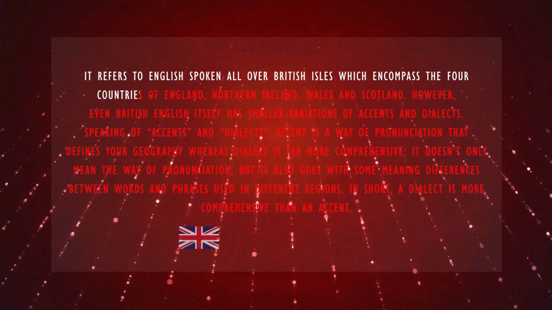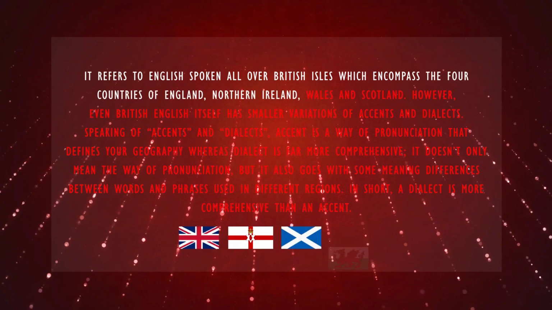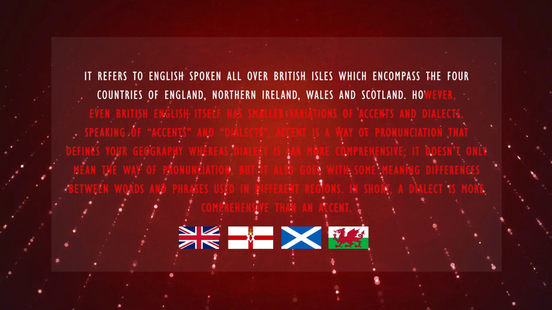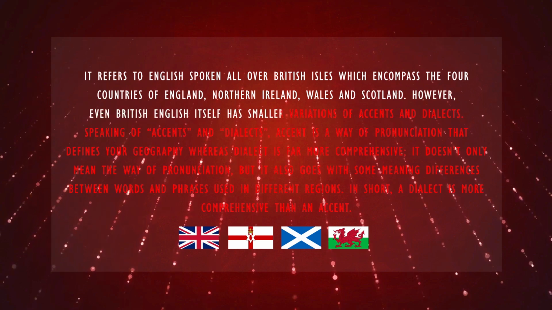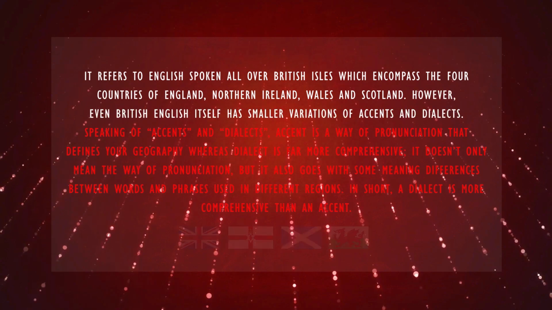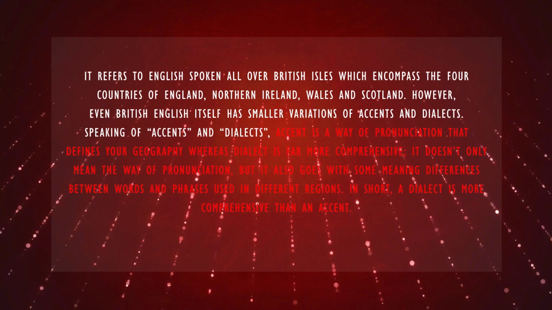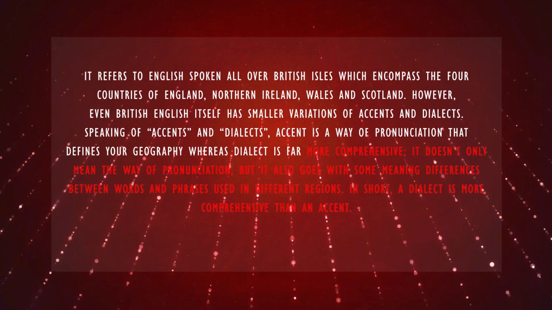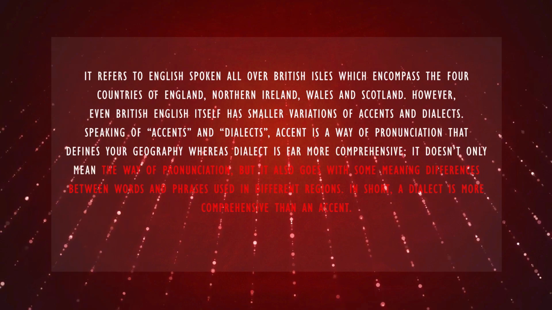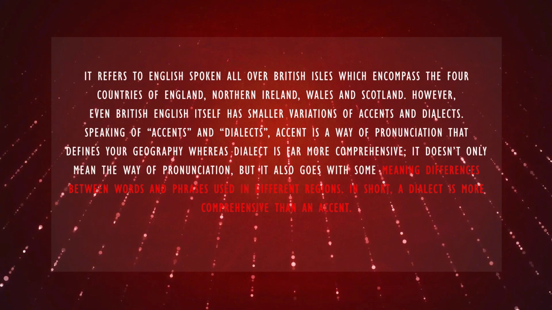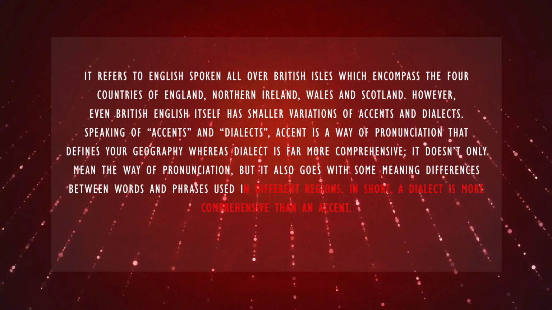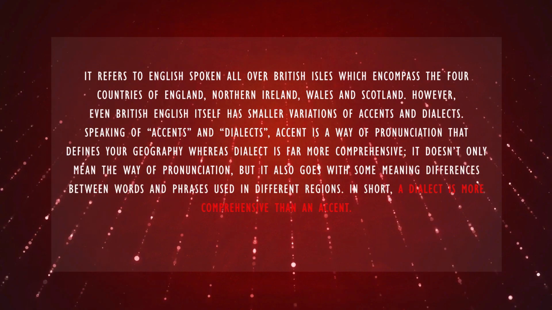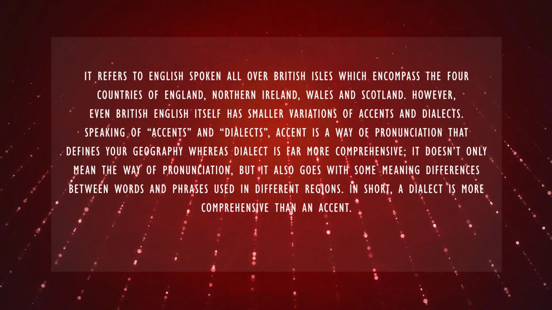What is British English? It refers to English spoken all over the British Isles, which encompass the 4 countries of England, Northern Ireland, Wales, and Scotland. However, even British English itself has smaller variations of accents and dialects. Speaking of accents and dialects, an accent is a way of pronunciation that defines your geography, whereas a dialect is far more comprehensive. It doesn't only mean the way of pronunciation, but it also goes with some meaning differences between words and phrases used in different regions. In short, a dialect is more comprehensive than an accent.